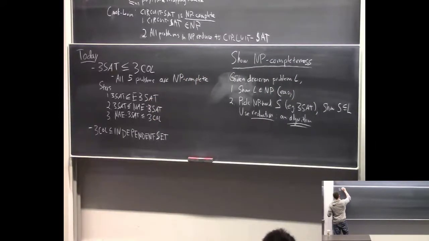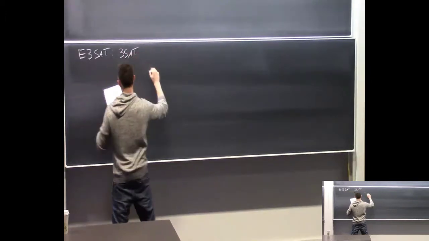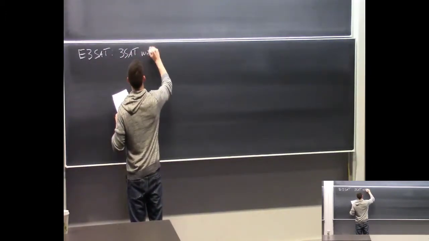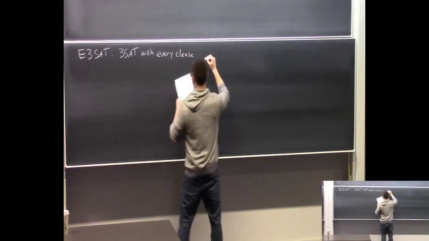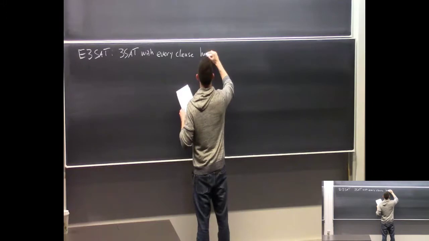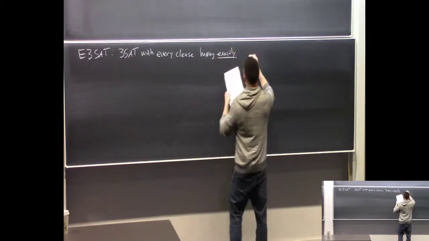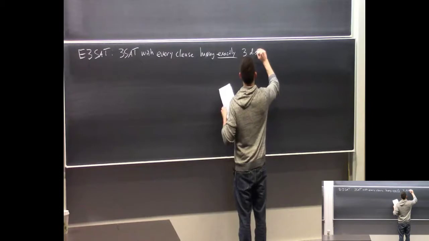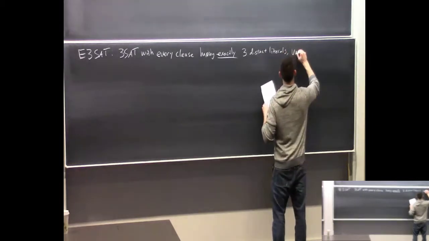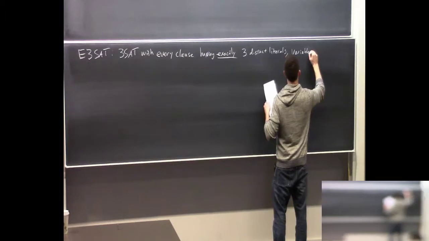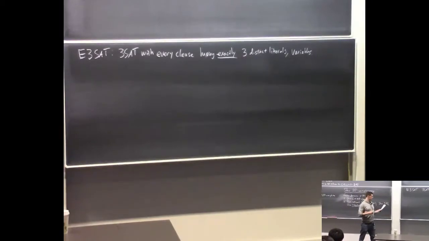So we have this E3-SAT problem. And that is just the same as 3-SAT, except that every clause has exactly 3 distinct literals and 3 distinct variables. Is the definition clear? All right.